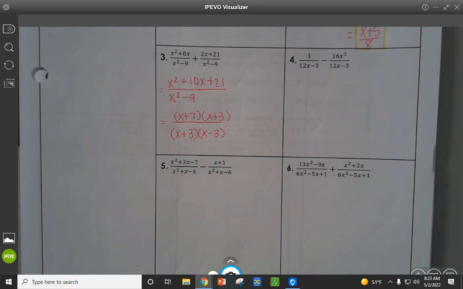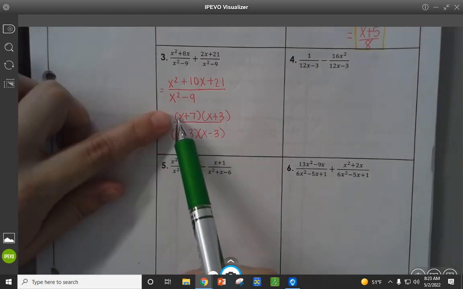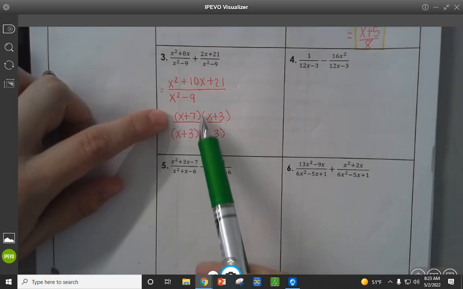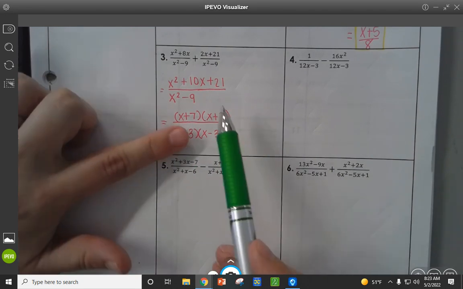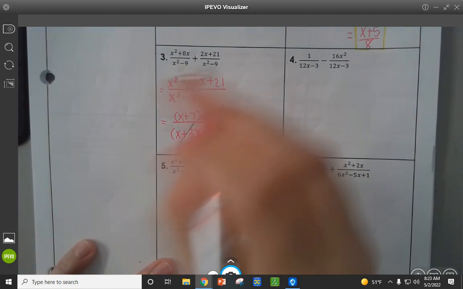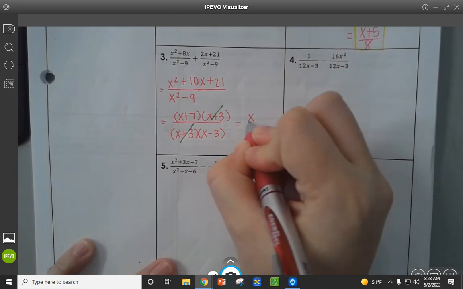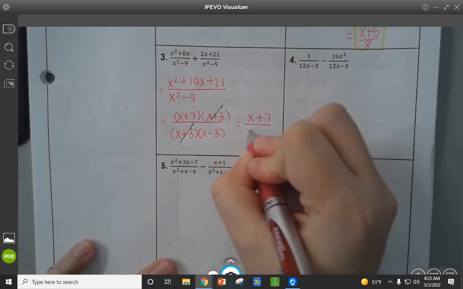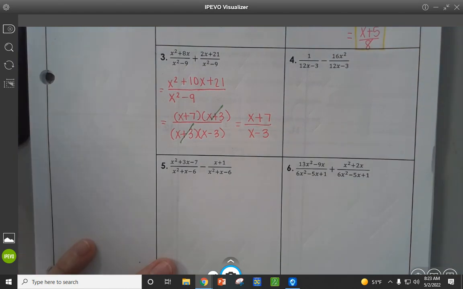Once everything is completely factored, then you can cancel out. You cancel out entire factors. So this x plus 7 is an entire factor. This x plus 3. So I can cancel out these x plus 3's, leaving x plus 7 over x minus 3.